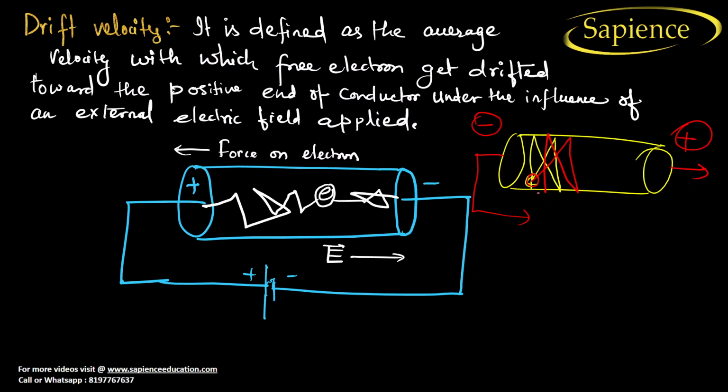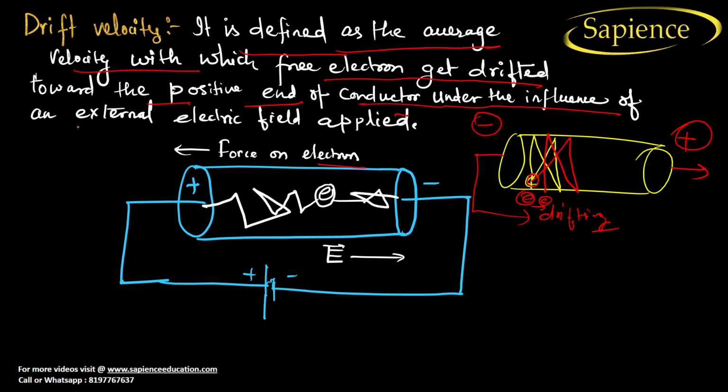So what you have observed is that there is a certain displacement of the electron, and this is known as drifting. I hope you have understood. Now I will read this: it is defined as the average velocity with which free electrons get drifted toward the positive end. Free electrons are moving toward the positive end of the conductor under the influence of an external electric field applied.